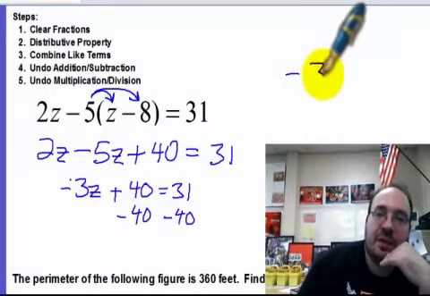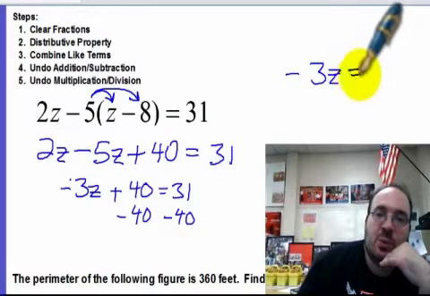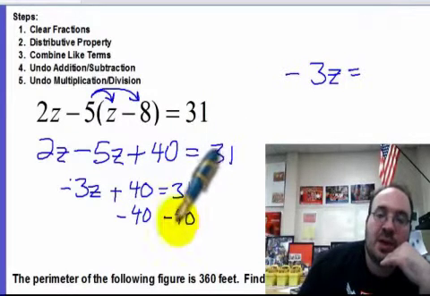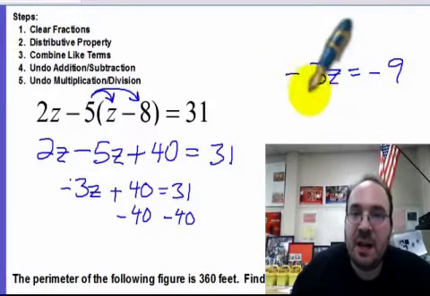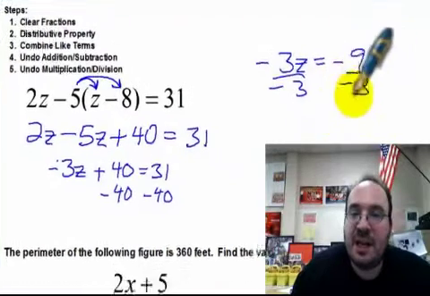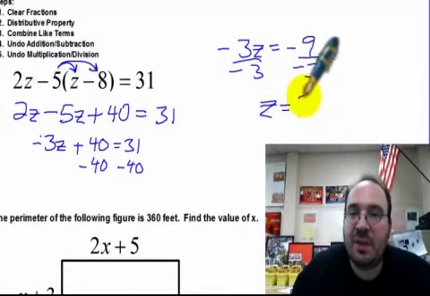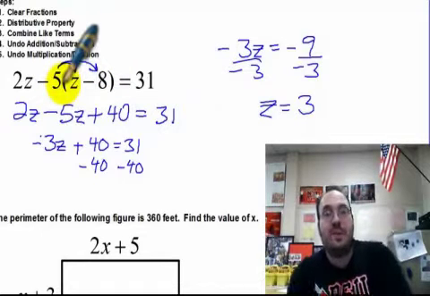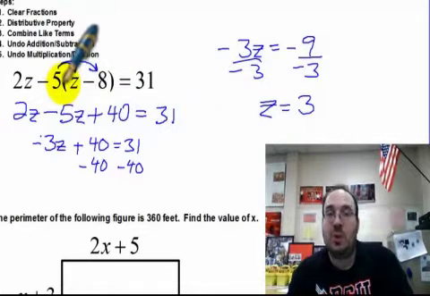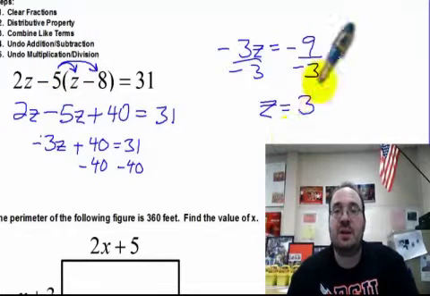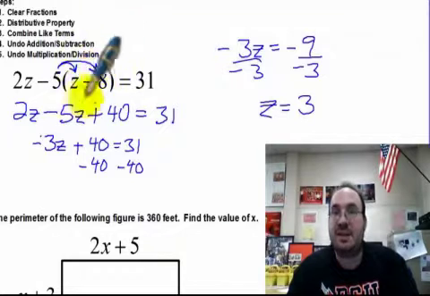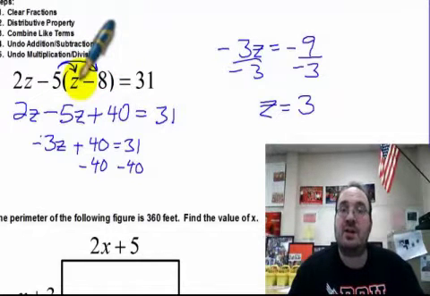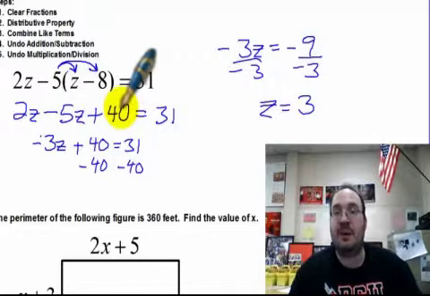Now I have a positive 40, so I'm going to subtract 40. And I get negative 3z equals 31 minus 40. I think that's going to be what? Negative 9. Then divide both sides by negative 3, and I get z equals 3. I did leave out the most important step, step 6, which is to check your work. So I will let you do that. You're going to take this 3 and plug it in here and here. Combine these inside the exponent first and use order of operations and see if you get 31 on both sides. I'll bet you will. I will talk to you real soon.